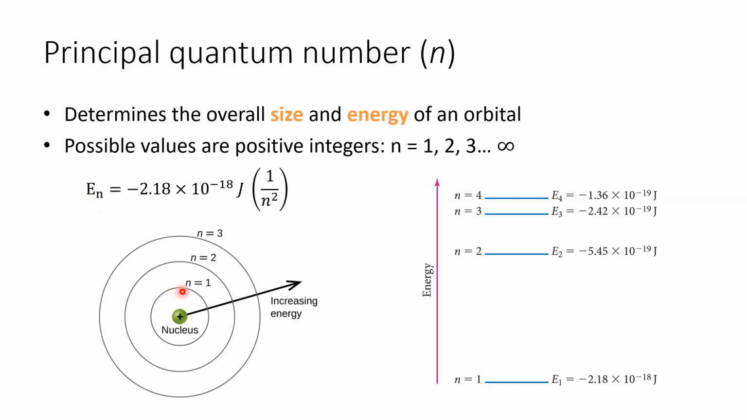So the energy of this energy level is negative 2.18 times 10 to the negative 18th joules, multiplied by 1 over n squared. If n equals 1, then this would just be 1. So the n equals 1 level is just negative 2.18 times 10 to the minus 18th joules. And you'll notice that as you increase in energy, the levels get closer and closer together.